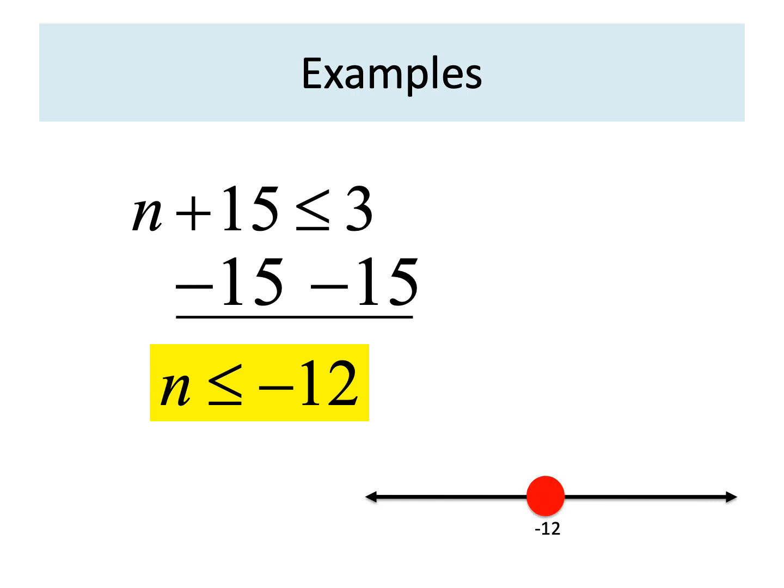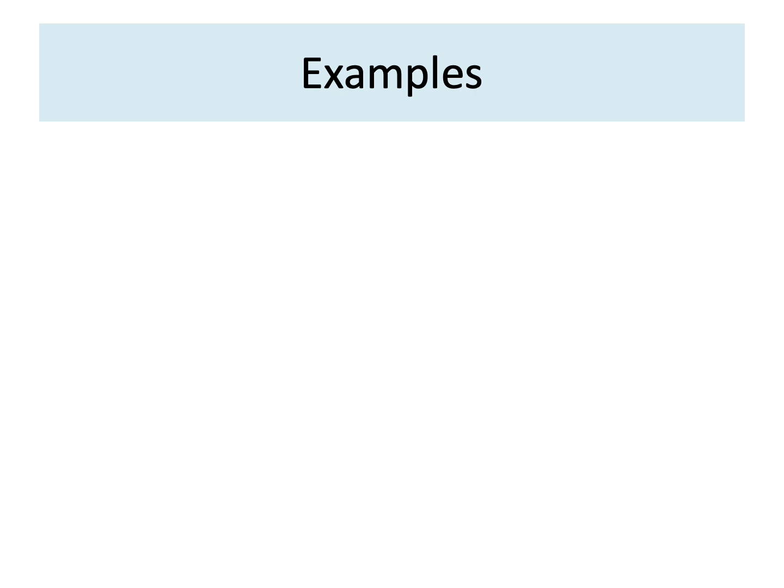Remember, a closed circle means that number is part of the answer. We read it from variable to number. N is smaller than or equal to negative 12. Where are the numbers that are smaller than or equal to negative 12? They're to the left. Remember, if it was an open circle, it would mean negative 12 is not part of the answer. But negative 12 is less than or equal to negative 12. Therefore, we include negative 12. We make the circle solid, okay, or filled in.